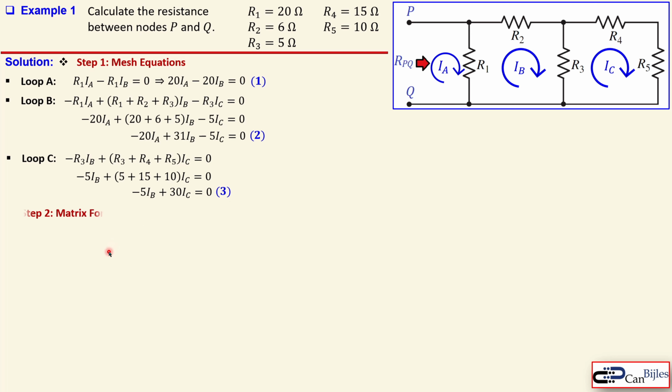Now we will set up the matrix format, step 2, from these 3 equations. This is the matrix we have set up. We just call it A. You can also call it another letter. We see the first equation, 20 and a minus 20 and also 0, because there is no IC. That's the first row. The second row is minus 20, 31 and a minus 5. And then we have here 0, because there is no IA here. It will be a minus 5 and a 30.